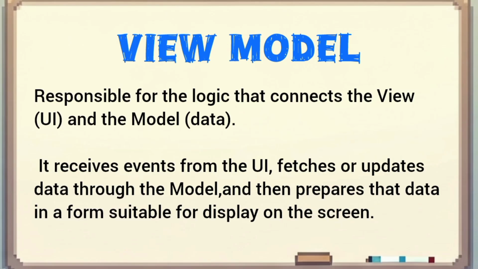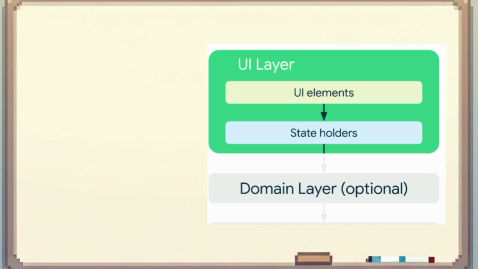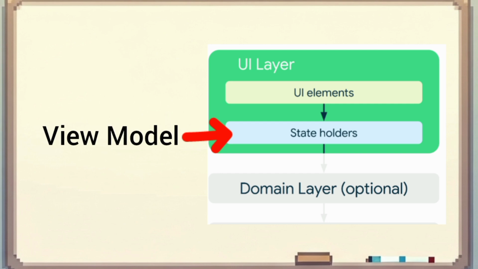The view model is responsible for the logic that connects the view or UI and the model or data. In other words, it receives events from the UI, fetches or updates data through the model, and then prepares the data in a form suitable for display on the screen. Remember when we said there is a small brain behind the screen? That's the view model. It acts as the StateHolder, sitting right behind the UI components.